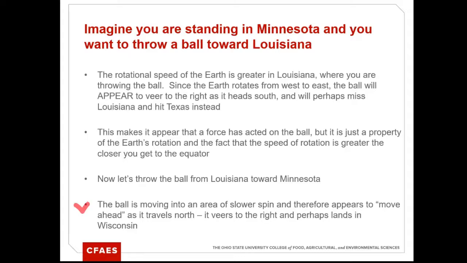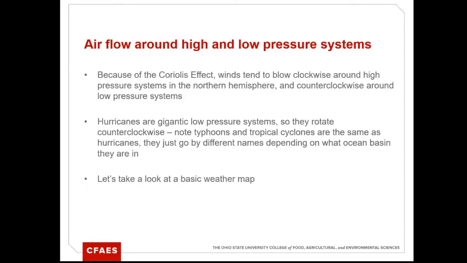All right. So since the ball is moving into an area of slower spin, it appears to move ahead of where it was heading initially. It tends to move out ahead of that, which means to the east. And that would be to the right. And maybe it would land in, say, Wisconsin.